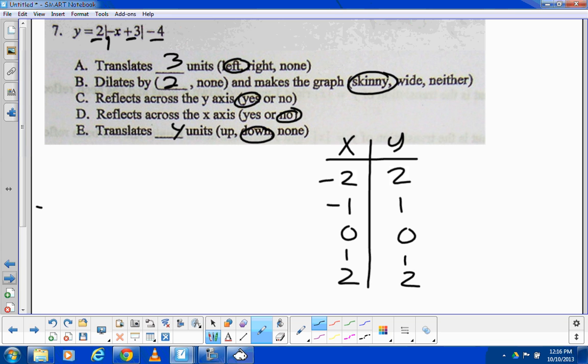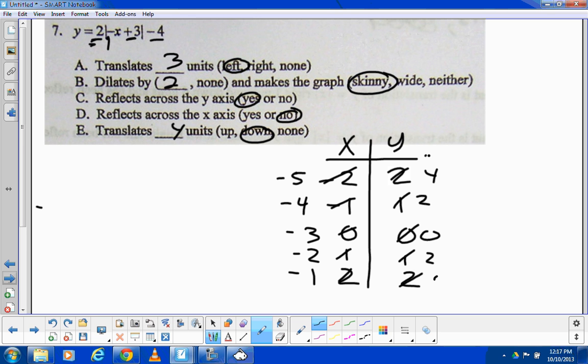All right, let's start with A there. Translate it 3 units to the left, so I'm going to subtract 3 from all these. All right, dilate by 2. And all the dilations you're going to get, they're on the outside, so you always do them by the y's. So multiply these y's over here by 2. So that will be 4, 2, 0, 2, 4.